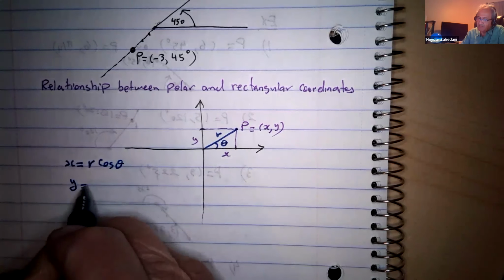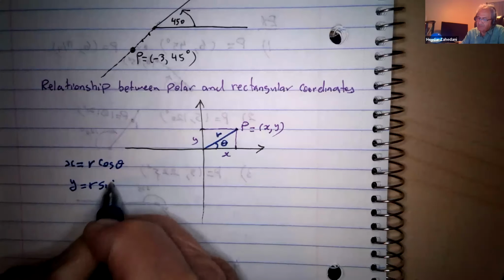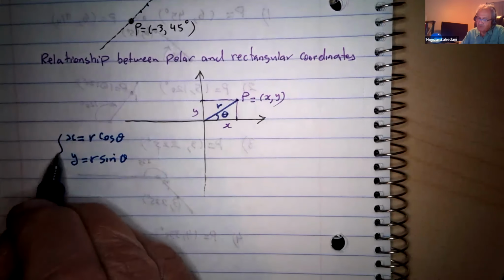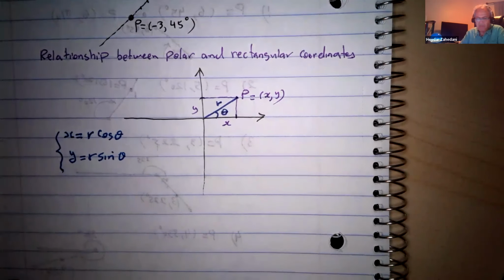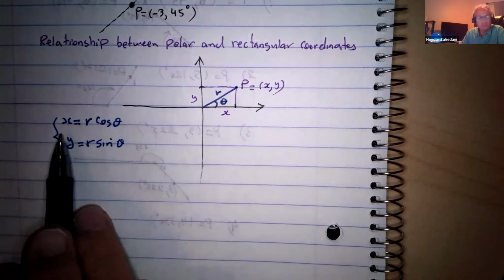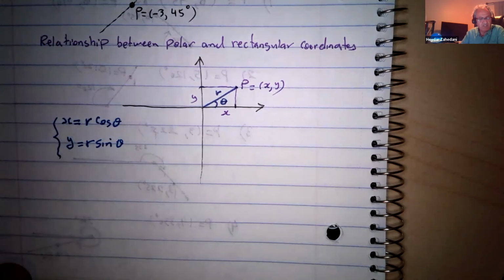And the Y would be R sine of theta. We are going to use this formula quite a lot, so just make sure to remember it. Okay, so if you give me R and theta, I just substitute and get the X and the Y coordinates.